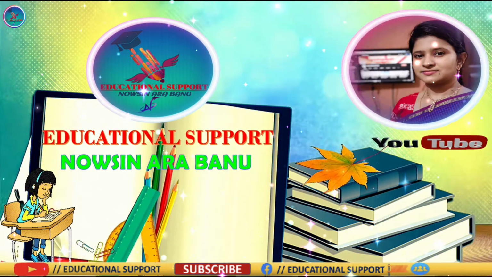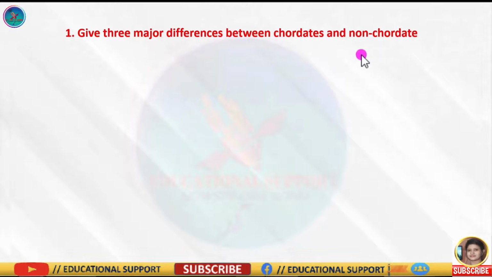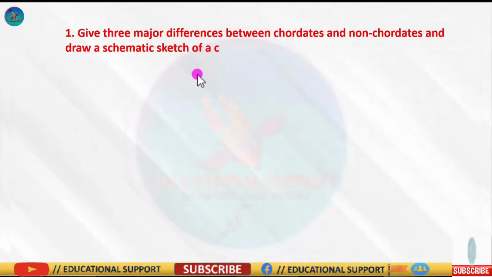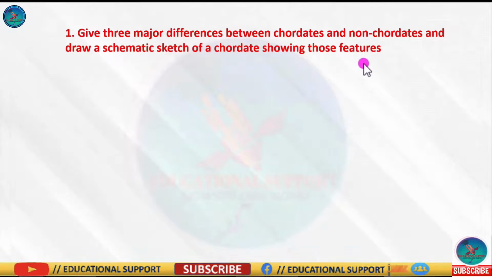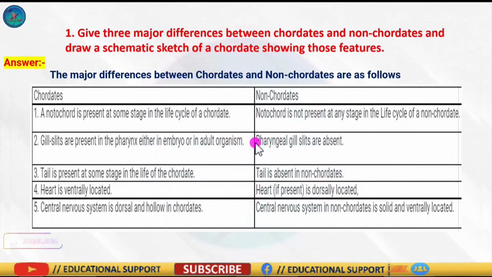So, let's get started. Question number 1 is, give 3 major differences between chordates and non-chordates and draw a schematic sketch of a chordate showing those features. So the major differences between chordates and non-chordates are, in chordates they have a notochord, their tail is present at some stage in life, their heart is ventral, their CNS is dorsal and gill slits are present in the pharynx.